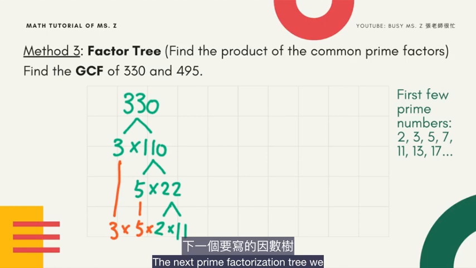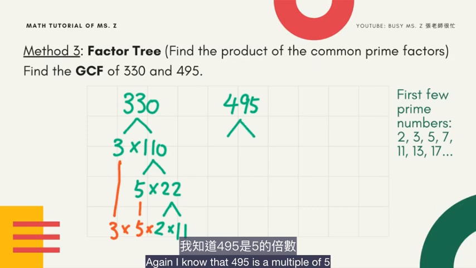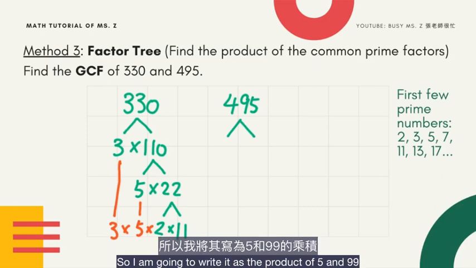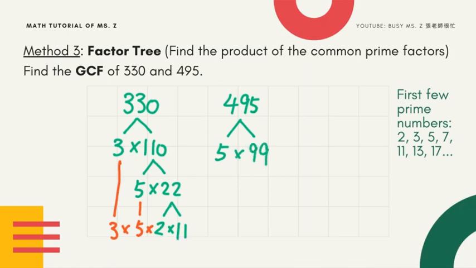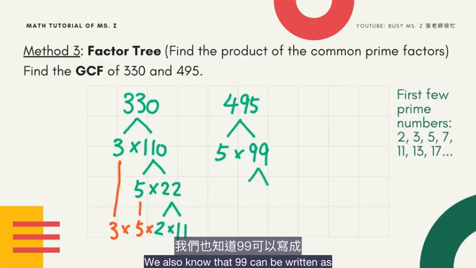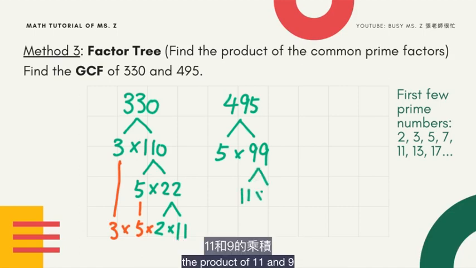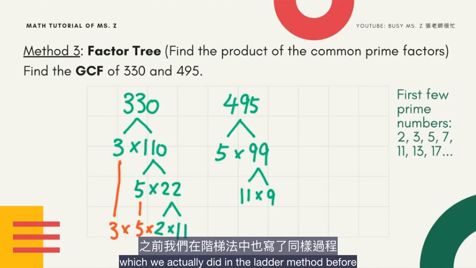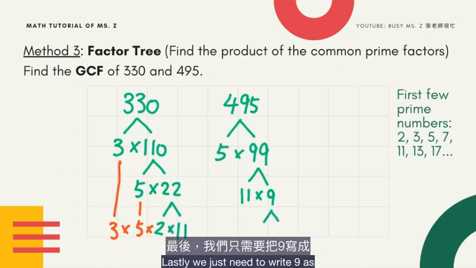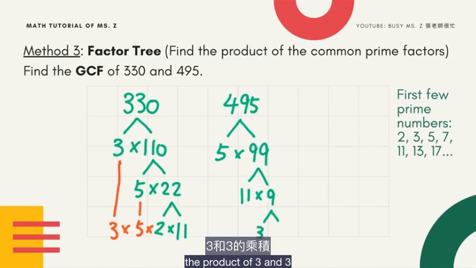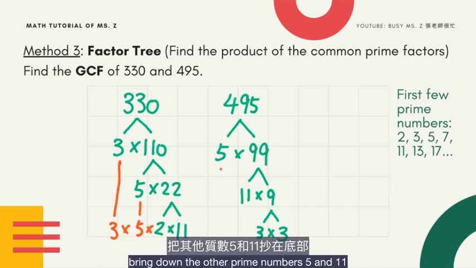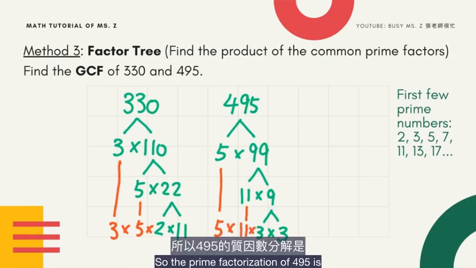The next prime factorization tree we need to write is for the number 495. So again, I know that 495 is a multiple of 5, so I'm going to write it as the product of 5 and 99. And then we also know that 99 can be written as the product of 11 and 9, which we actually did in the ladder method before. So lastly, we just need to write 9 as the product of 3 and 3. And I'm going to go ahead and bring down the other prime numbers, 5 and 11. So the prime factorization of 495 is 5 times 11 times 3 times 3.